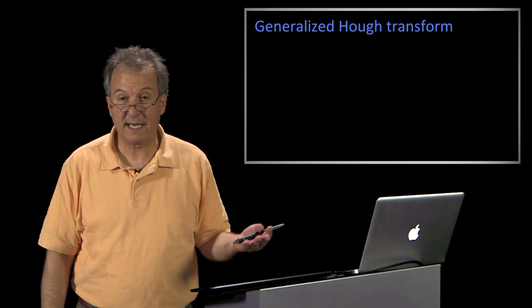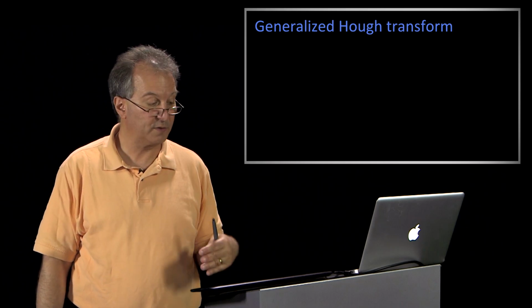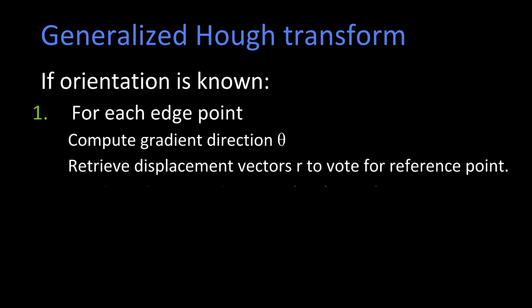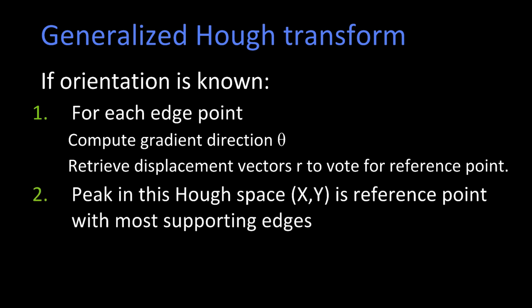So the generalized Hough transform, or general Hough transform algorithm, is very easy. If the orientation is known, you do exactly what I showed you. For each edge point, you compute the gradient direction, you retrieve the displacement vectors r for that direction to vote for the reference point, and the peak in this space, in this case we're only voting in x, y, that's the reference point, that's where your object is. It's the one with the most supporting edges.